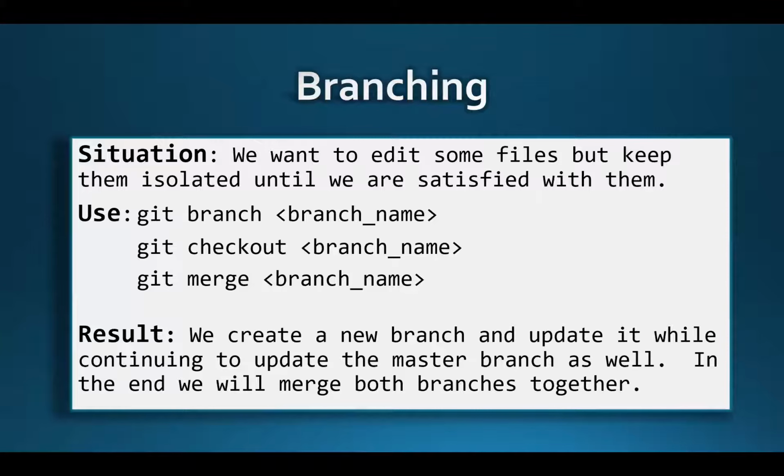So the situation we'll find ourselves in is we want to make edits to some files, but keep them isolated until we are satisfied with them. We're going to use git branch, git checkout, and git merge. We'll create a new branch and update it while continuing to update the master branch as well. In the end, we'll merge both branches together.